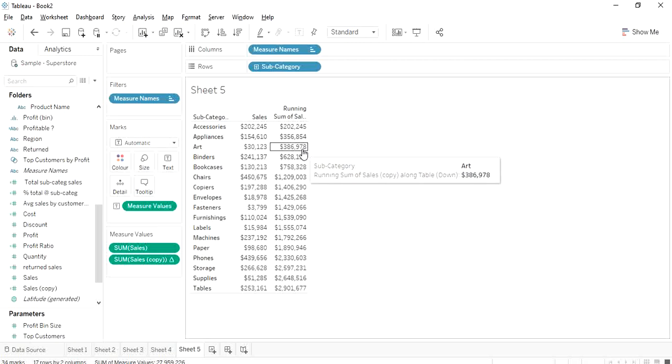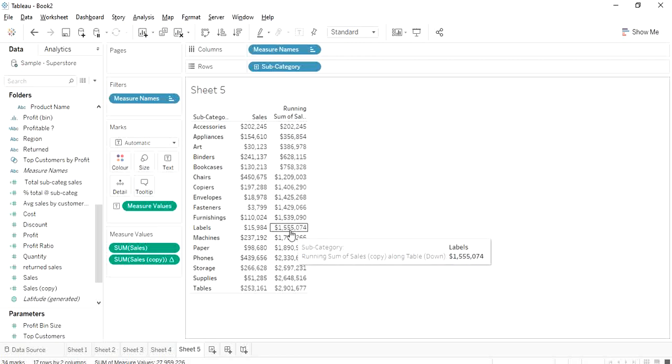When you come to art, it is basically the summation of art, appliances and accessories. All three, if you sum, you'll get this number, 386,000. Similarly, when you come to binder, binder plus art plus appliances plus accessories, all four numbers put together give you this 628. We have seen this in the Pareto chart and the waterfall chart also, in the form of absolute numbers and also in the form of percentage of total. So this is my running total sum.